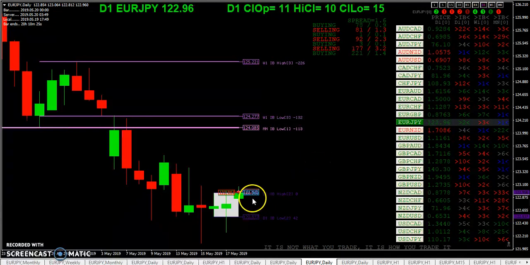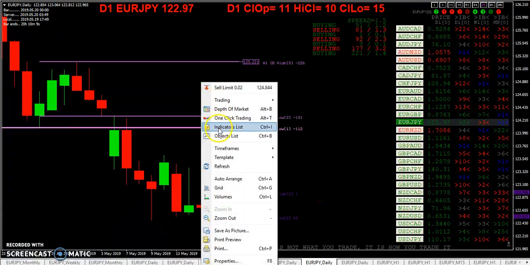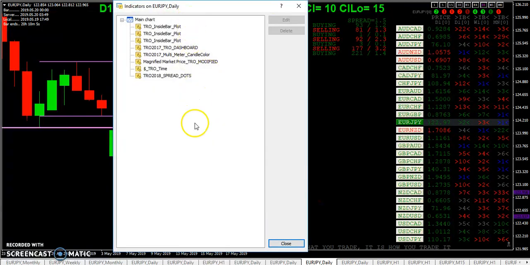Inside bar, you can see right here we're triggering at this inside bar, 122.95. So that's where we look to go long. Larry live trade, Randy real time. Okay, and these indicators are right here.